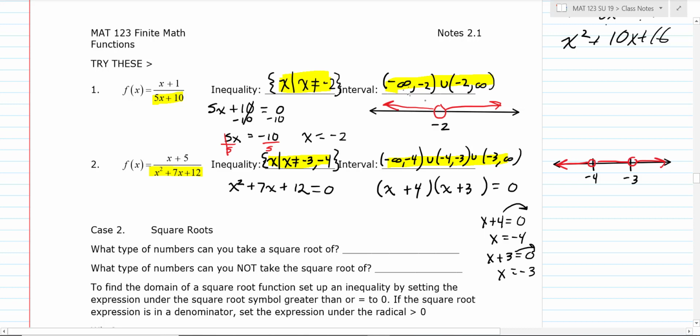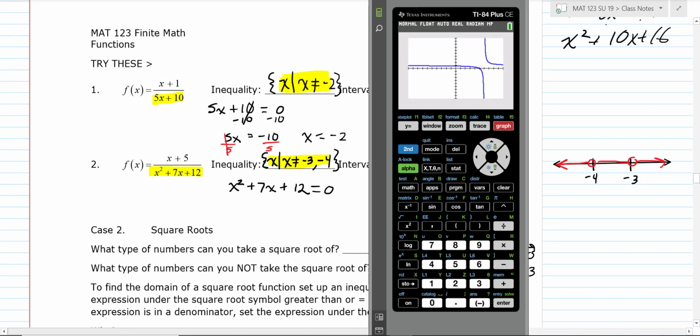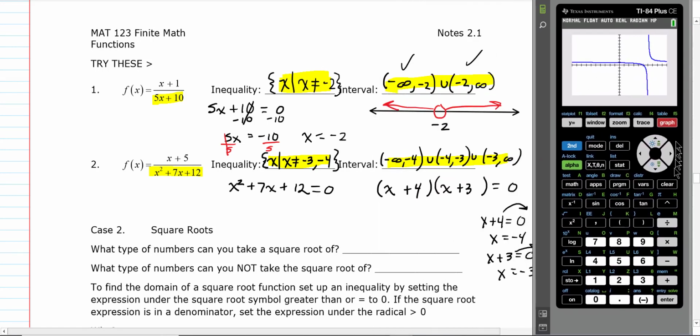Sometimes it helps students write the inequality. So you're to the left of -2, which is this, and then you're to the right of -2, which is that interval. As far as your inequality goes, you just write it like this: set of x, x is not equal to -2. Now I want you to keep in mind that on both these problems, this problem you put in your calculator like this. You have x plus 1, and then divide by parentheses 5x plus 10.